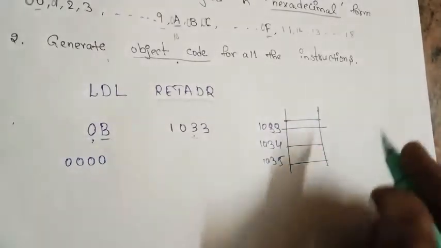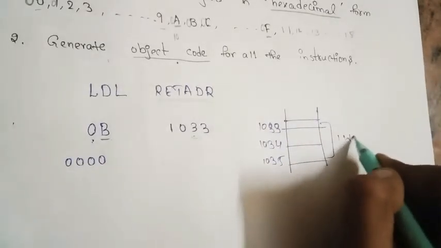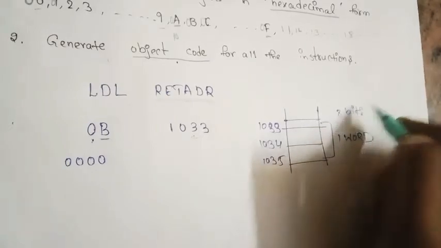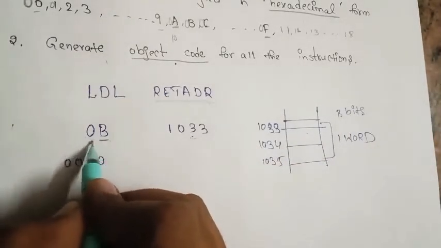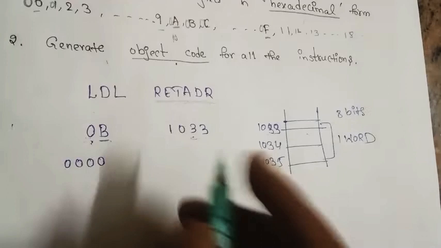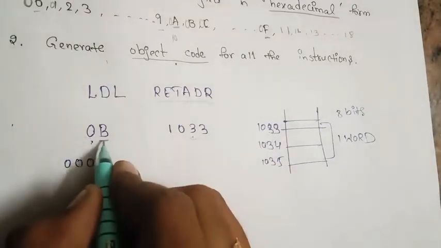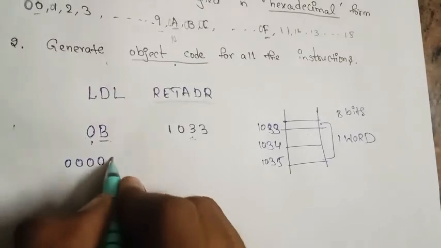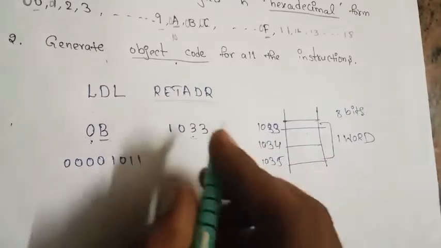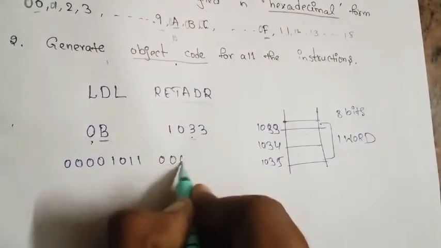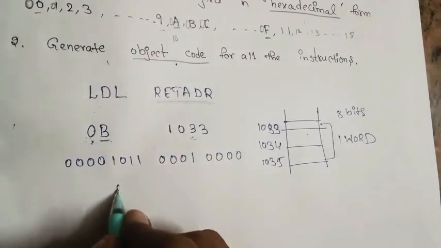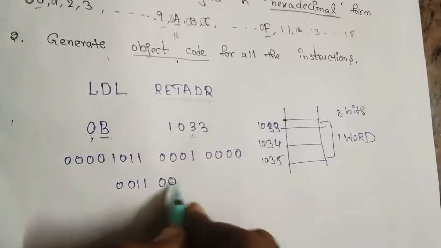Here for each byte, these 3 bytes are called one word. In each byte we need to store 8 bits. For that purpose, if we don't replace it with 0, then we just get 4 bits. So for our convenience, we added the 0 in front of it. So just write the binary code for B also, 1011. Just write the binary code for this location also, that is 0001 0000. After that for 3 also we need to write 0011 0011.